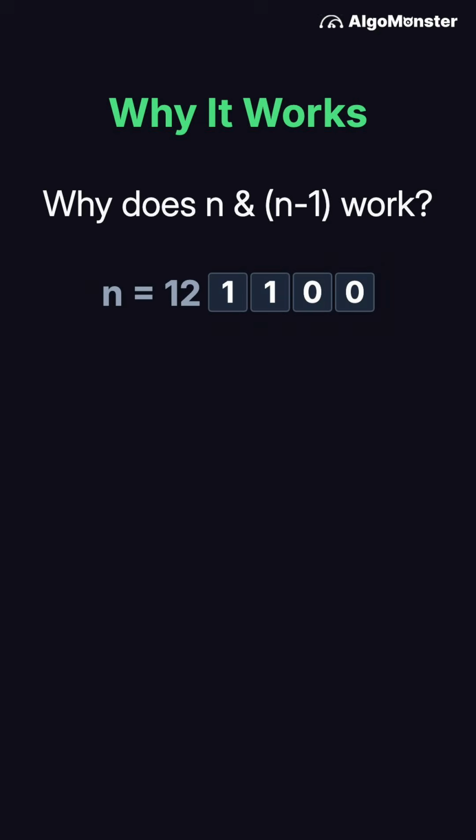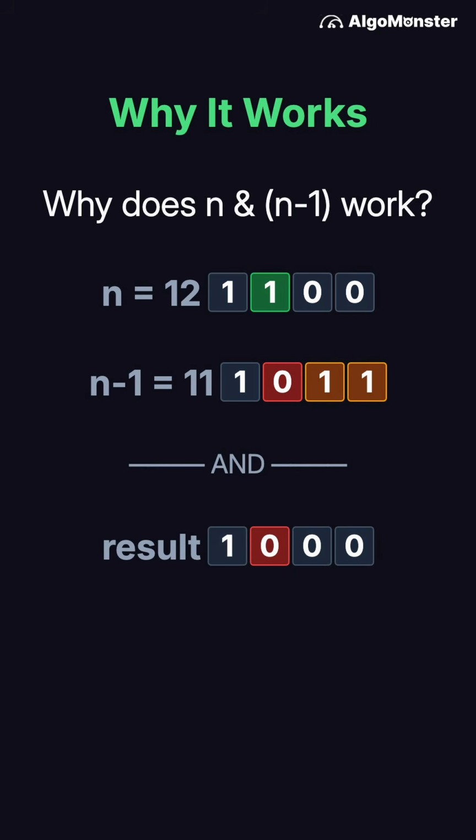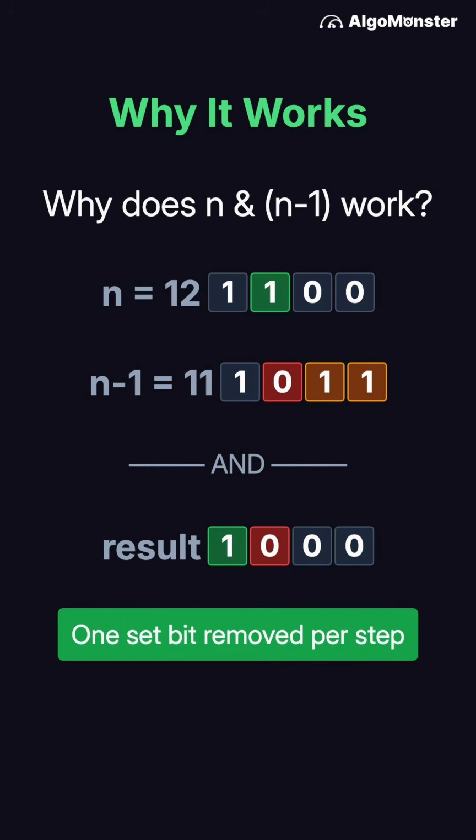When you subtract 1 from a binary number, the rightmost one flips to 0 and all the zeros below it flip to 1s. Everything above stays the same. When you AND the original n with n minus 1, that rightmost one cancels out. The bits above it survive because they didn't change. Each step knocks out exactly one set bit.